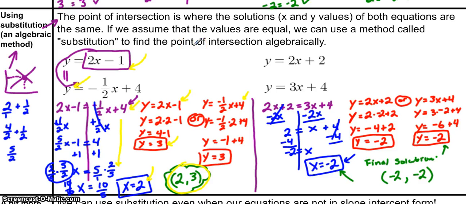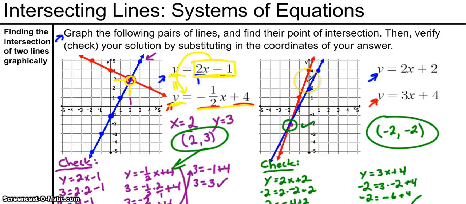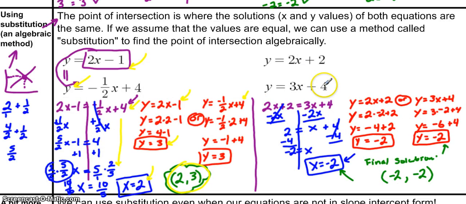So in this video, we've learned how to find the intersection of two lines in two different ways. First, by graphing, finding the point of intersection, and also checking our work. And second, by using substitution to substitute one equation into the y value of another, set up that equation, solve for one variable, and then substitute back in to find the value of the other variable.